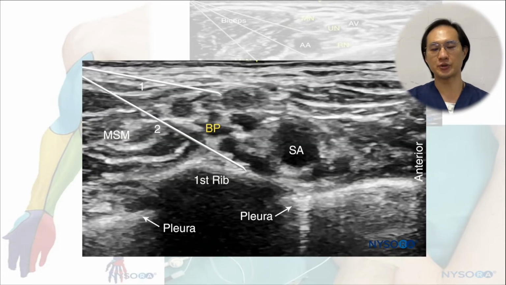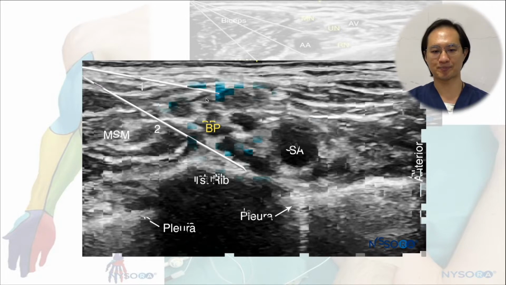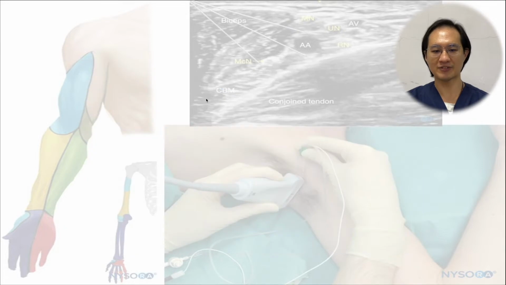This is a picture to illustrate the needle approach to the brachial plexus. First, we will insert the needle between the first rib and the subclavian artery. The second needle will be superficial to the brachial plexus. So afterwards, that should be the block.